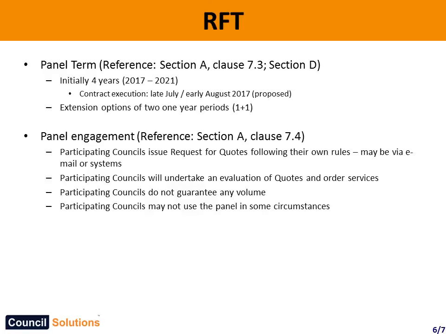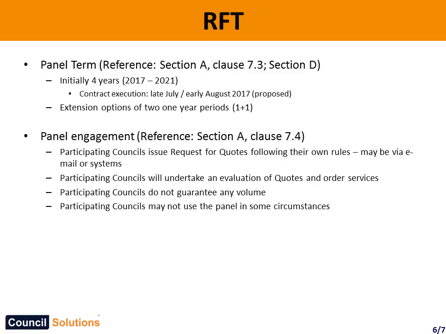The panel term is addressed in Section 7.3 of Section A. Initially 4 years are proposed, 2017 through to 2021. The contract execution is anticipated to be late July or early August of 2017, dependent on the progress of the tender process and the value for money presented. There are 2 one-year extension options available as well.